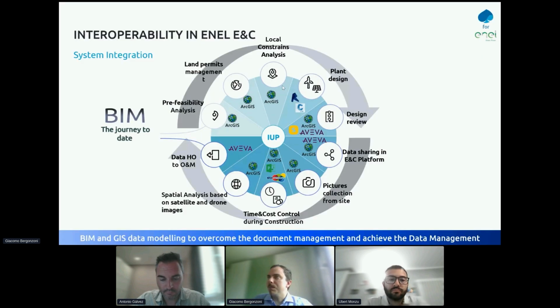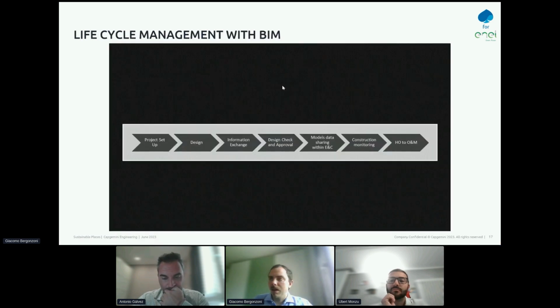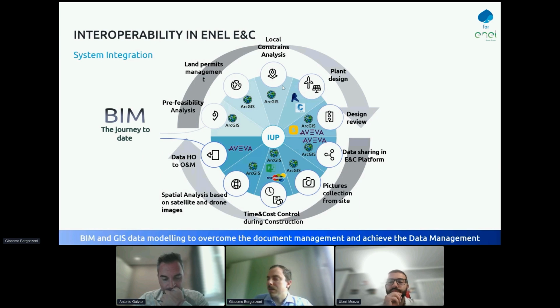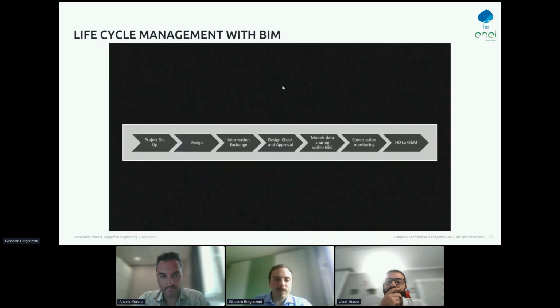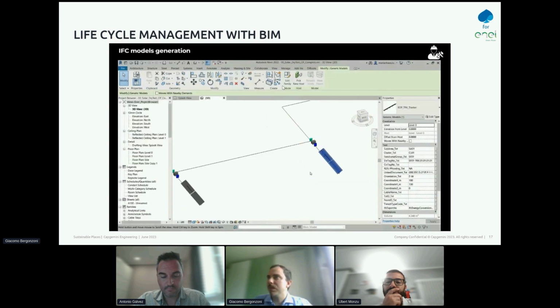So the approach in Enel Green Power of BIM is a life cycle approach. So there is a system integration through the life cycle of the digital life of our assets, and this data goes across different systems, software, and tools. And so having a common shared language is the key to reach this system integration. And so we have different scales of project.